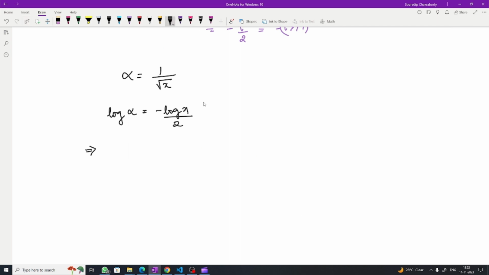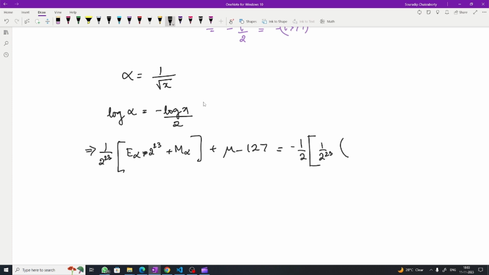So what can we write? Log alpha equals 1 by 2 to the power 23 into e alpha into 2 to the power 23 plus m alpha plus mu minus 127, equal to minus 1 by 2 into 1 by 2 to the power 23 into e x into 2 to the power 23 plus mx plus mu minus 127. So now we just have to solve for the bit representation of alpha. This entire thing is basically the bit representation of alpha, right? If we further solve it, we will get something like this. I am sparing you the calculations.